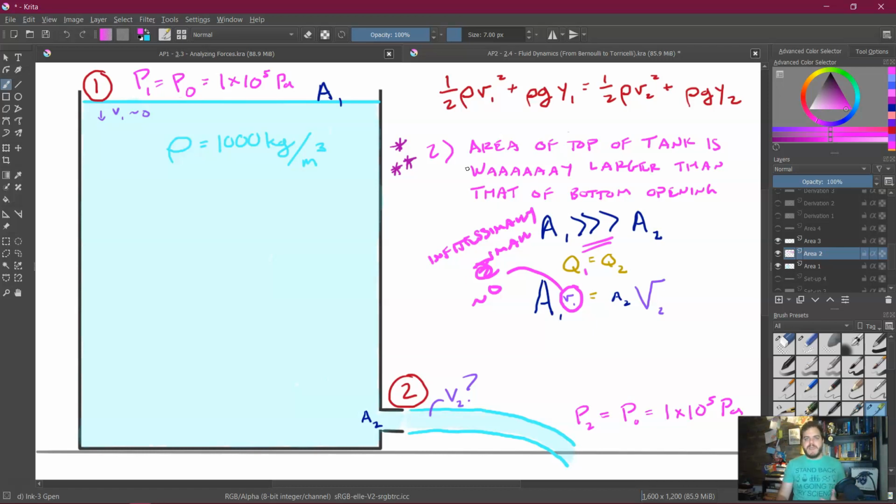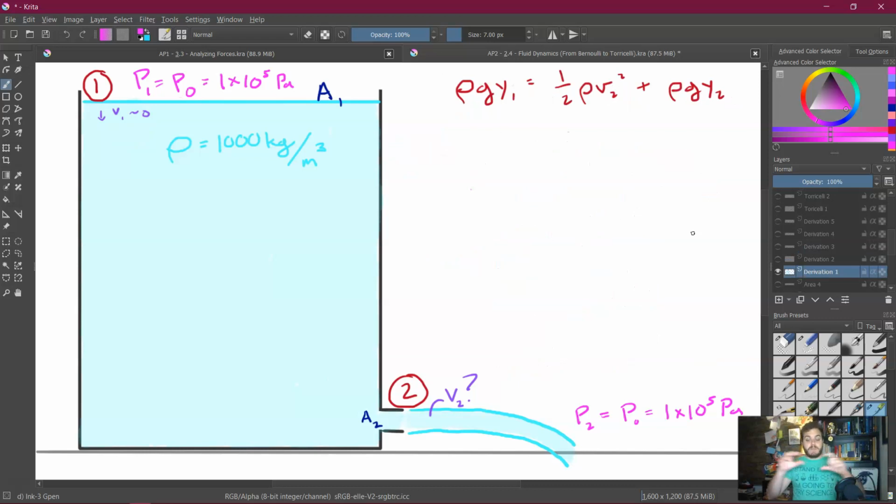Now, if we do that, that means that V1 is practically 0, and that gets rid of this whole term. So I've now cut down the 6 terms of Bernoulli down to 3. Rho g y1 equals 1/2 rho v2 squared plus rho g y2. So once again, I've written our 3 terms here, just what we got from the previous slide, and now we're going to finish this derivation.